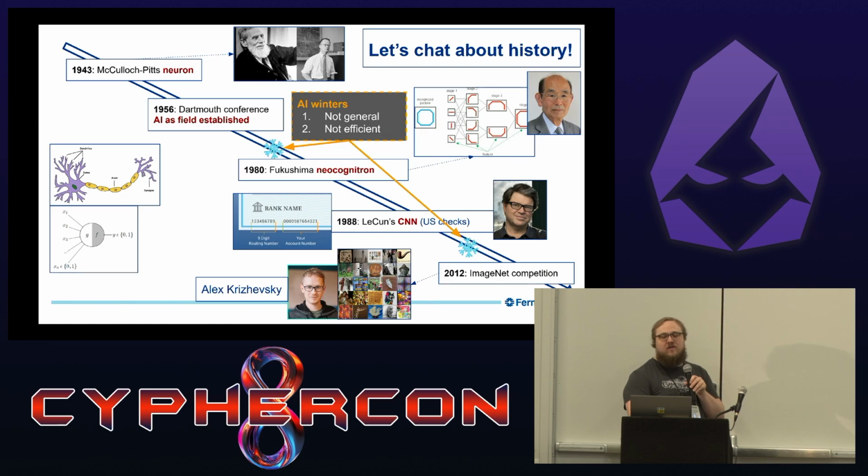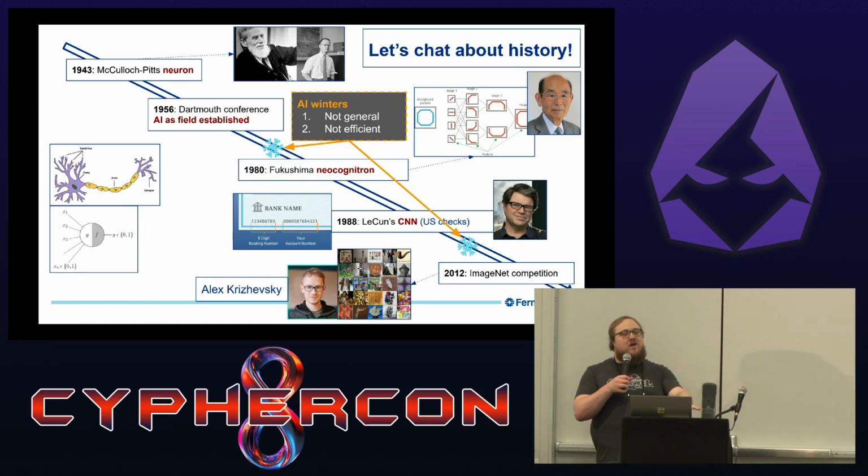And so you'll notice that there are some gaps in this, right? We talk about AI winters. These gaps are AI winters. The first AI winter happened because, even though we found these artificial neurons and AI was established as a field, it turned out that these early networks were not generalizable enough, as we say.